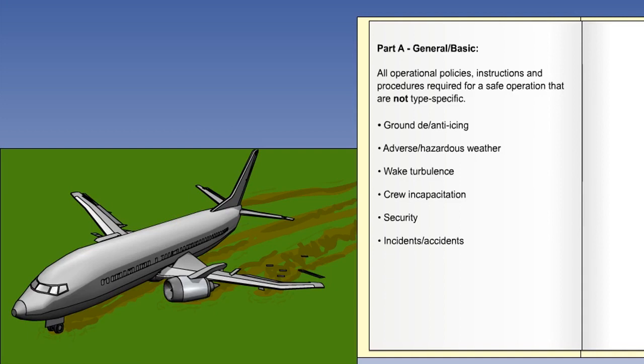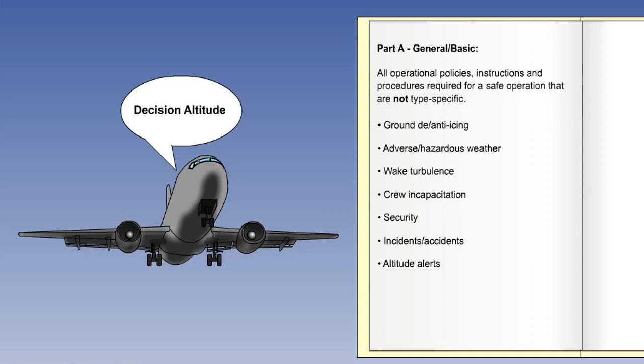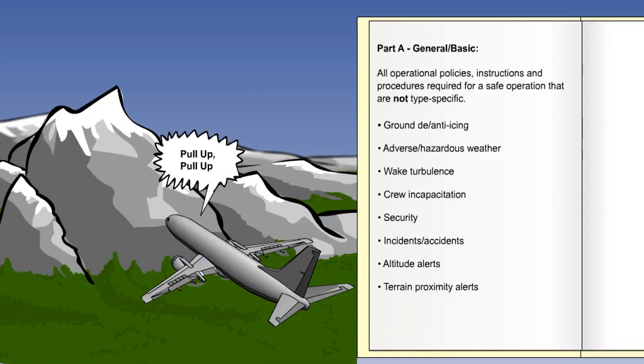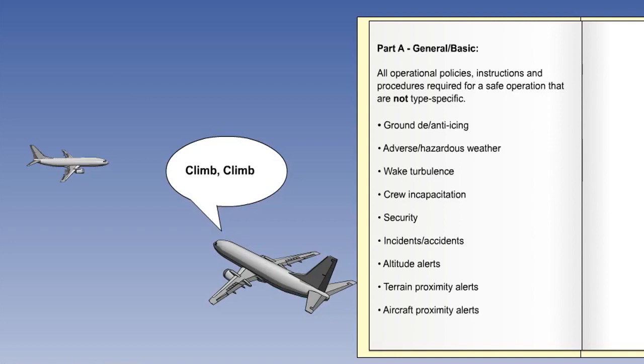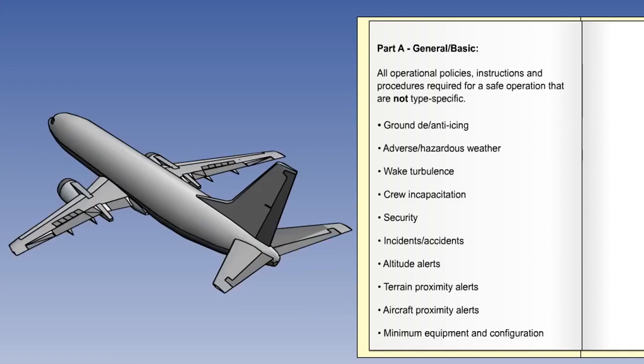incident and accident handling procedures, altitude alerting procedures, ground proximity warning system (GPWS) procedures, traffic collision alert and avoidance system (TCAS) procedures, and finally use of the minimum equipment list (MEL) and configuration deviation list (CDL), topics to which we shall turn next.